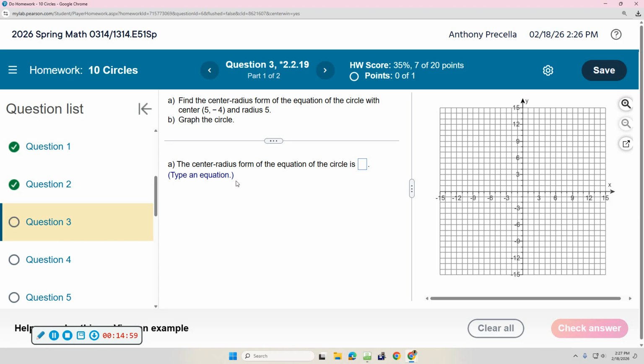Okay, here's another one. Number 3. Find the center radius form of the equation with a center of 5, -4, and a radius of 5.